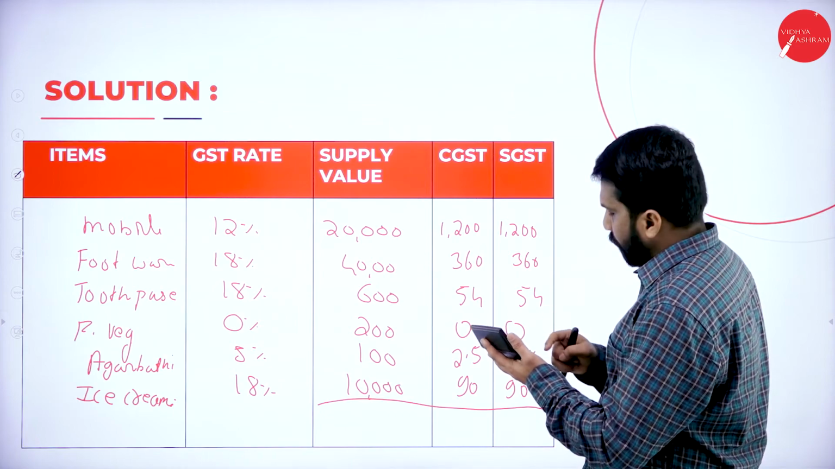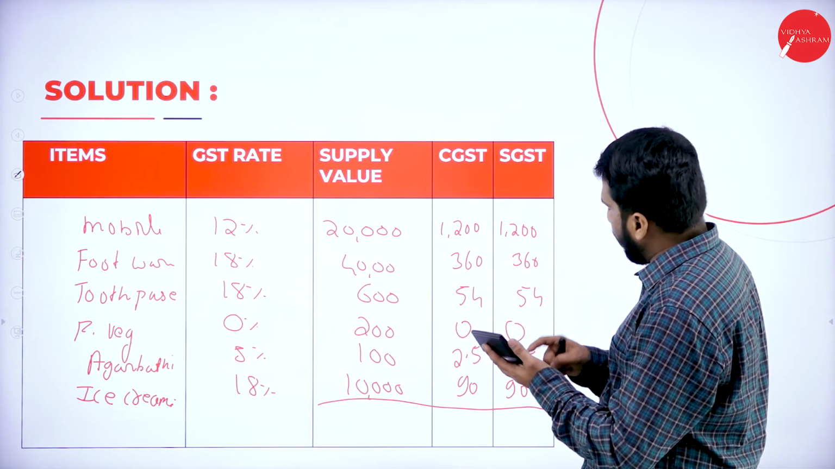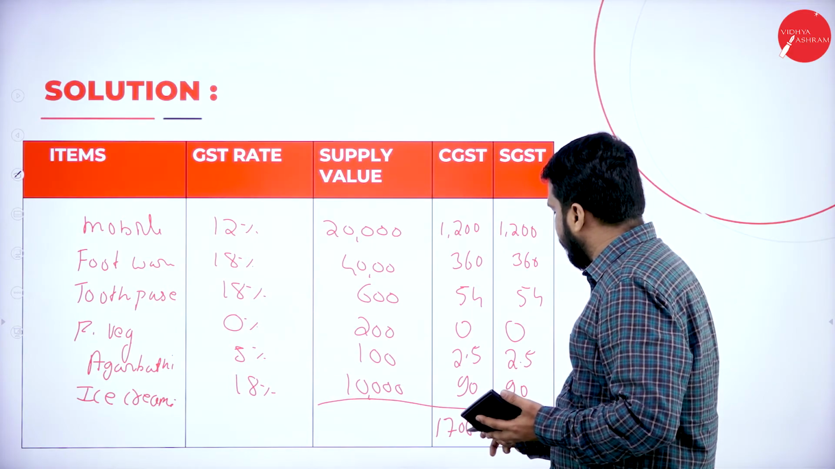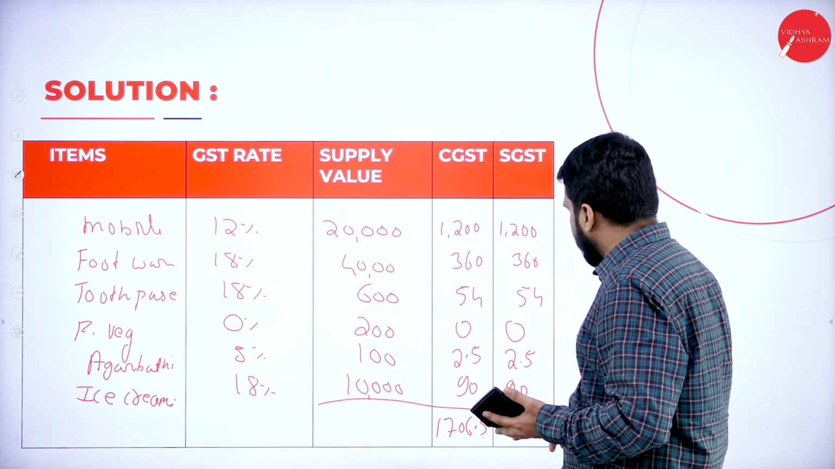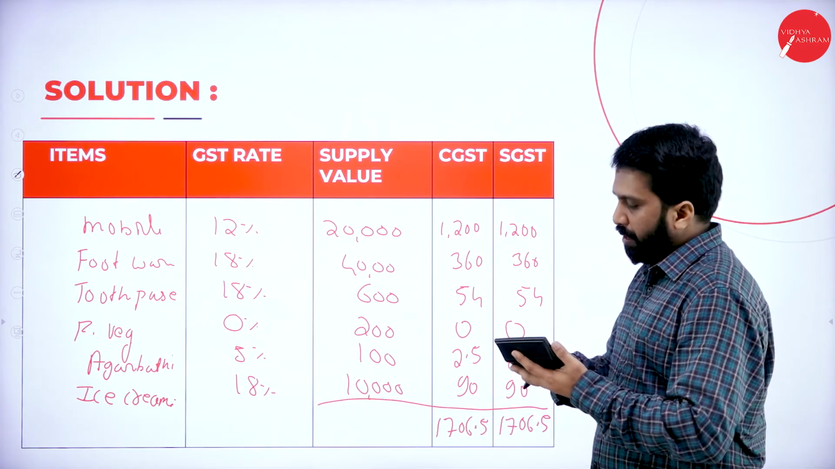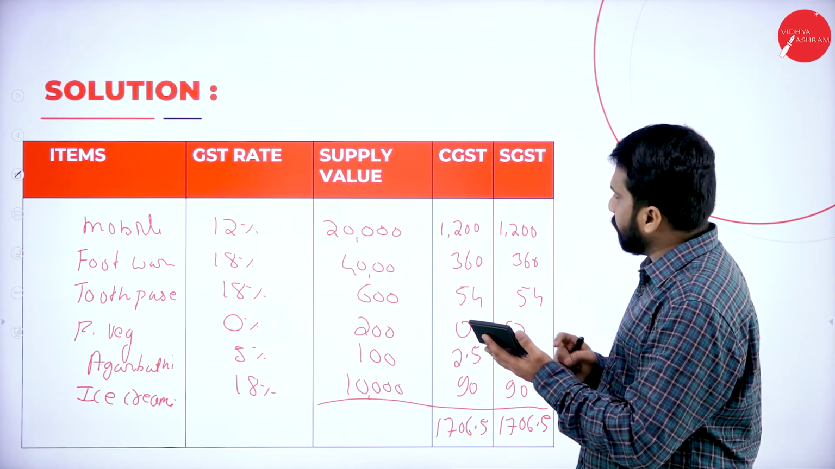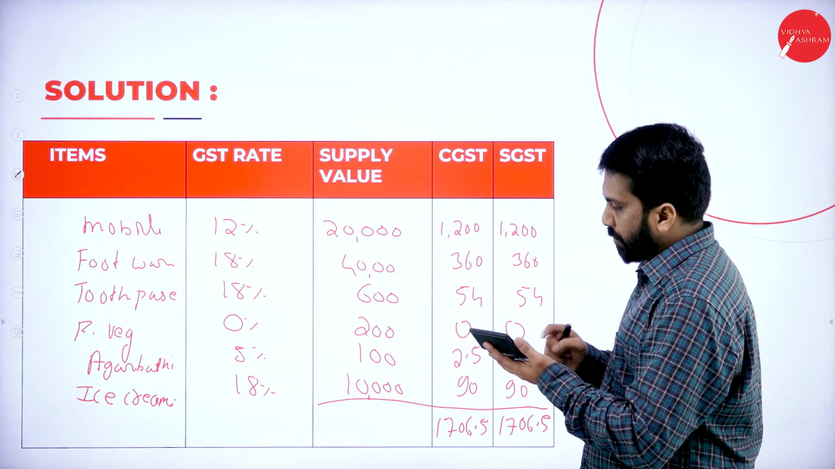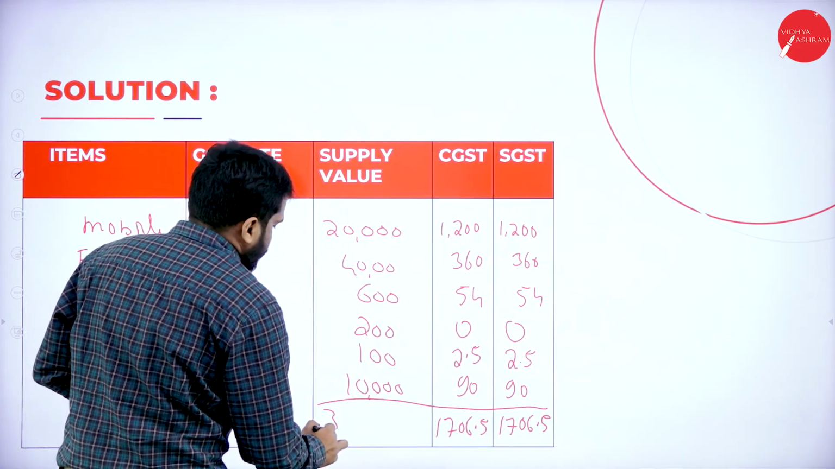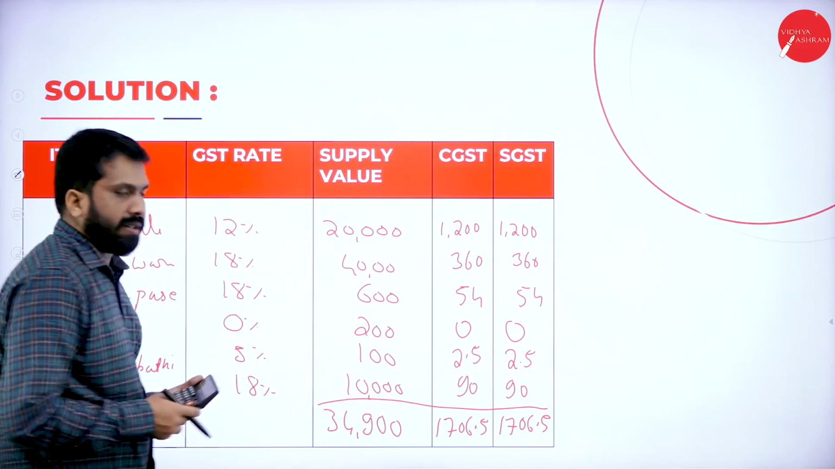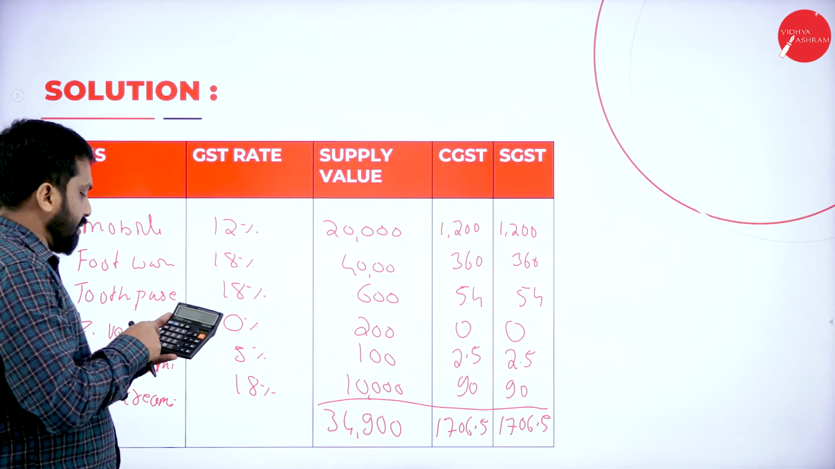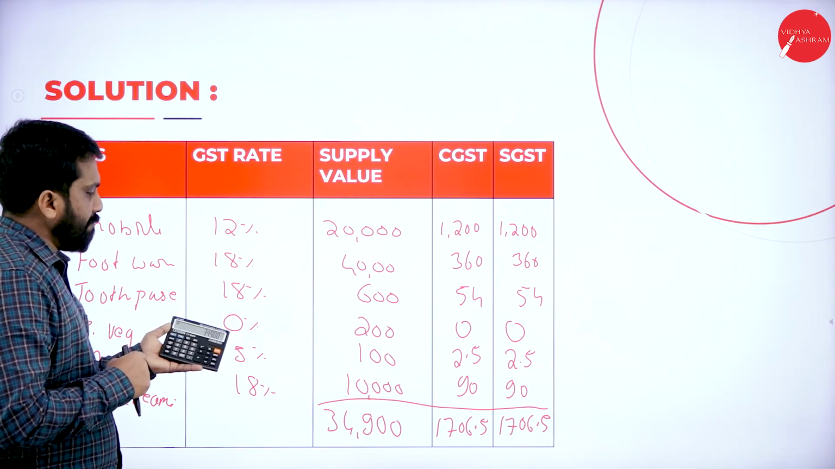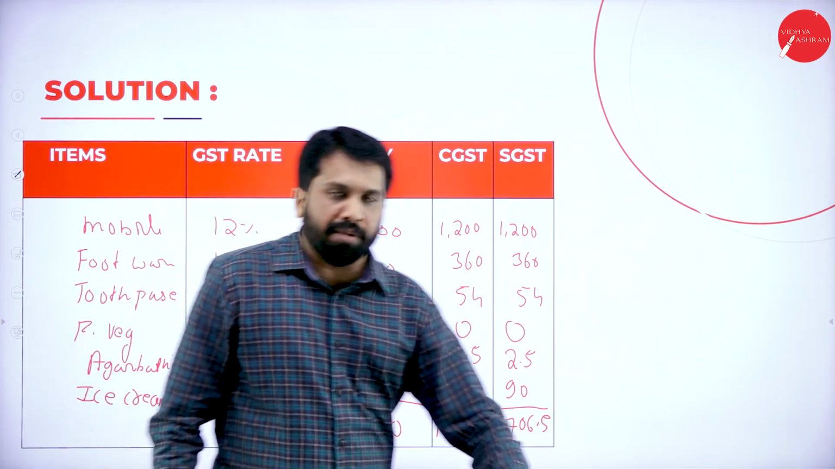We'll add everything. 1,200 plus 360 plus 54 plus 0 plus 2.5 plus 900. How much did I get? 1,706.5. Hope you are clear. Now, the total is 20,000 plus 4,000 plus 600 plus 200 plus 100 plus 10,000. 34,900. Hope you are clear. So this is all about your today's session.